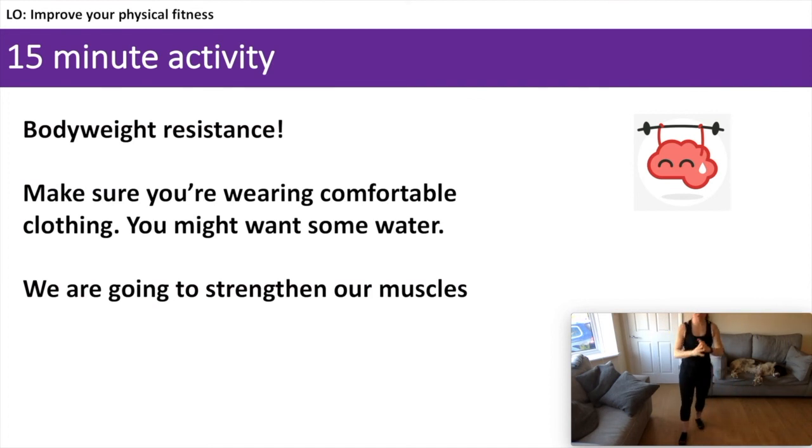12. We're going to do some lunge to twist. So stepping forward with your right leg, lunge down and twist over towards your right. Back to the front, push back. Left foot, twist to the left, to the front, push back. Speed it up a bit.